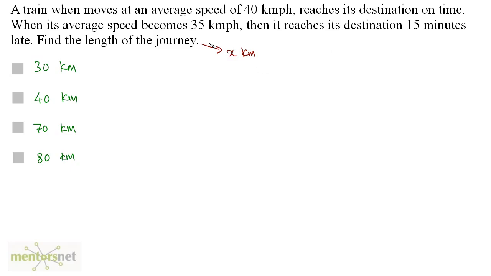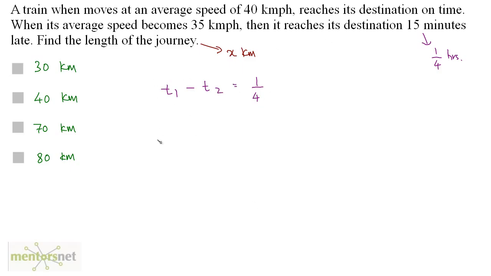And we have been given that when the average speed becomes 35 km per hour, the train reaches the destination 15 minutes late. Let us convert this 15 minutes to hours. Well, 15 minutes is 1 by 4 hours. Now what we can do is take the difference of the time when the train travels at 40 km per hour and when it travels at 35 km per hour, and that will be equal to 1 by 4 hours. So t1 minus t2 is equal to 1 by 4.